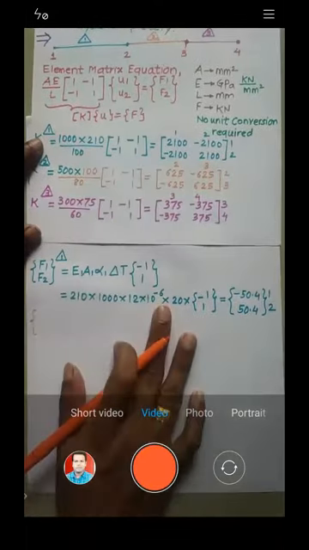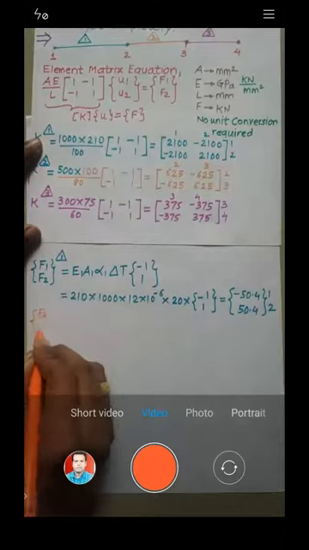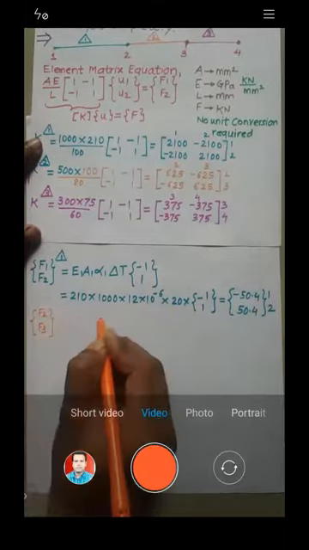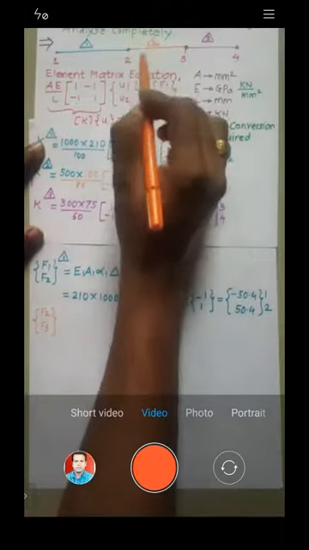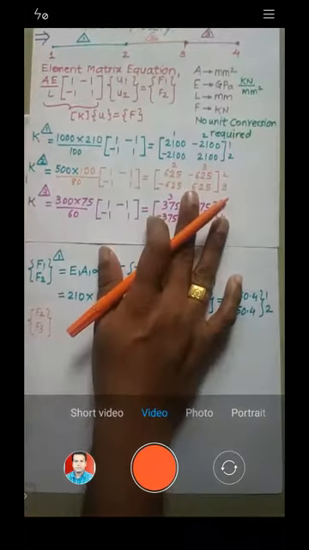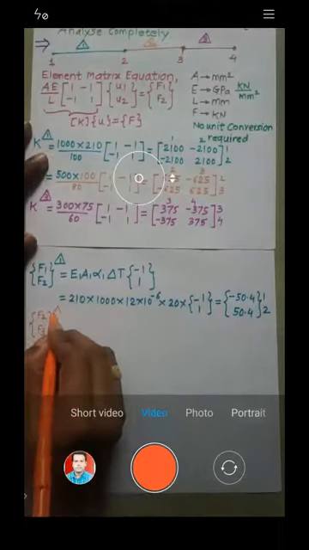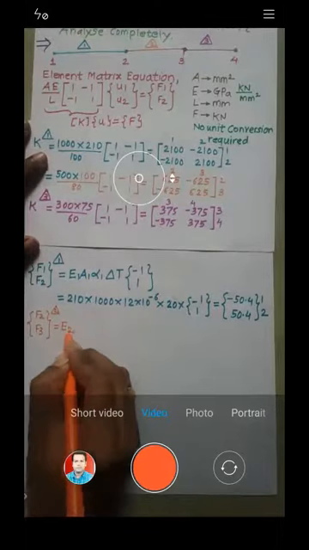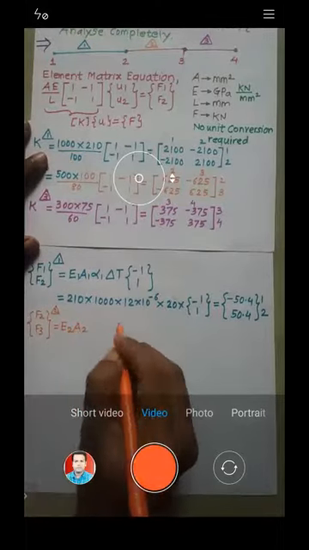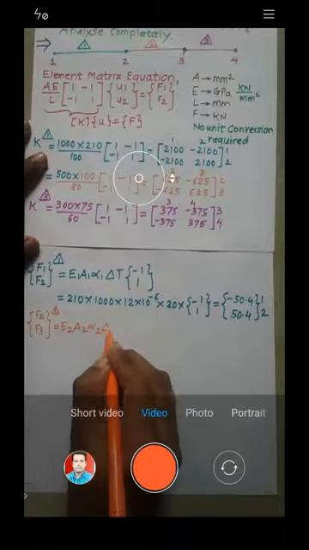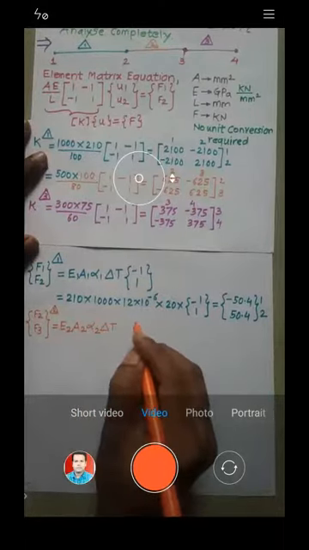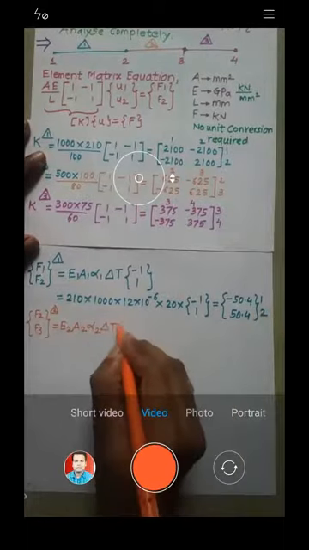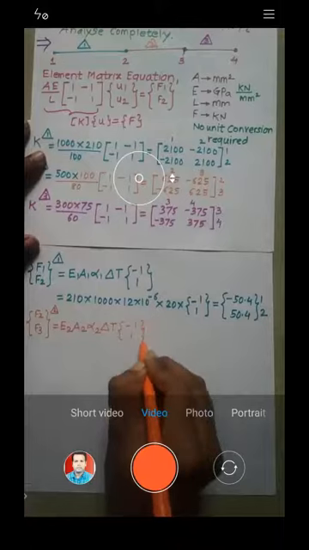Now let's do this for element number 2. Just check with the diagram. Element number 2 is between 2 and 3, so I will write down here F2 and F3 because it is between 2 and 3. So I need to write E2, its modulus of elasticity, its area, its alpha, into [-1, 1].